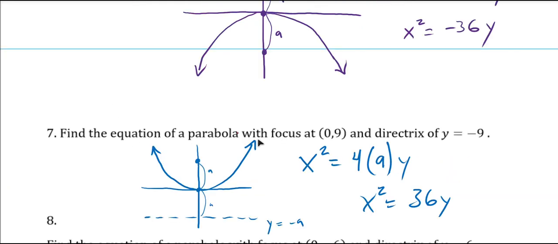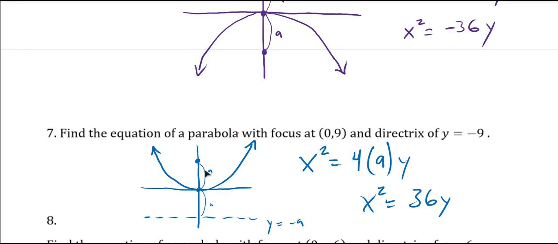Here we're actually told that we have a focus at 0, 9, so up here, and a directrix of y equals negative 9. That's down here. We can see that this is a horizontal directrix, and so this must open up to enclose this focus. Now, where's the vertex? It'll be halfway between the two of them, at the midpoint of the segment connecting the focus and the intersection of the line of symmetry with the directrix. So that actually puts the vertex at the origin. And so we have something of the form x squared is equal to 4 times a times y.